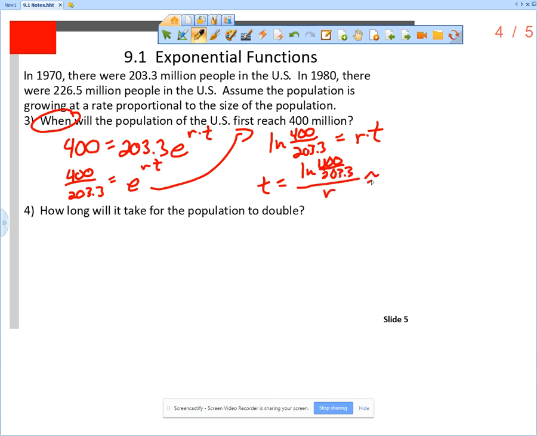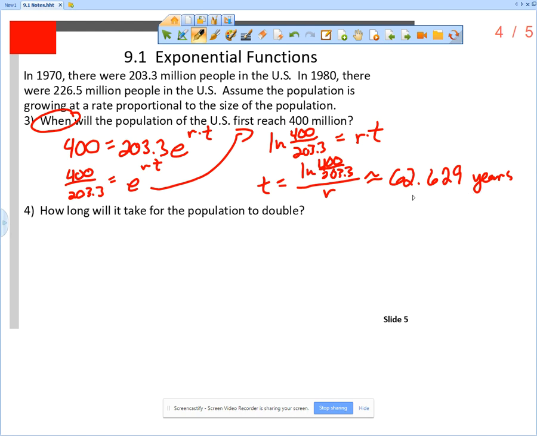So once again, we can do this calculation using our answer function. So we have r, so we're going to take the natural log of 400 divided by 203.3 and then divide by the previously calculated value. So we're going to get 629. What? Well, that would be years since 1970.